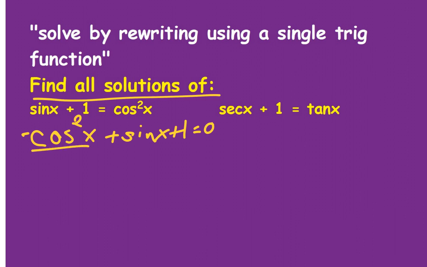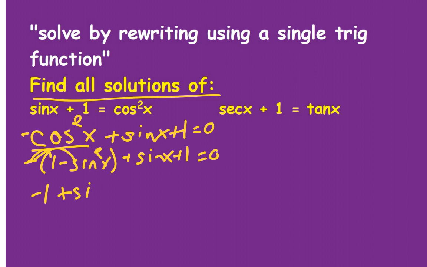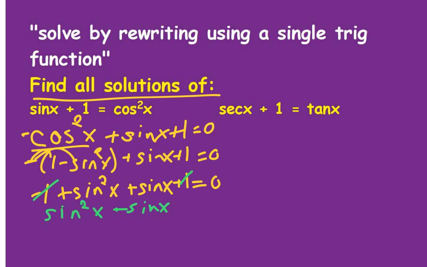And so I'm going to change this cosine squared of x. Cosine squared of x is equal to 1 minus sine squared of x. So 1 minus sine squared of x, plus sine of x plus 1 equals 0. Distribute this negative 1 in. Negative 1 plus sine squared of x plus sine of x plus 1 equals 0. The 1's cancel out, and I'm left with sine squared of x plus sine of x. It's a plus. Equals 0. Now I can factor out a GCF. So sine of x, sine x plus 1.